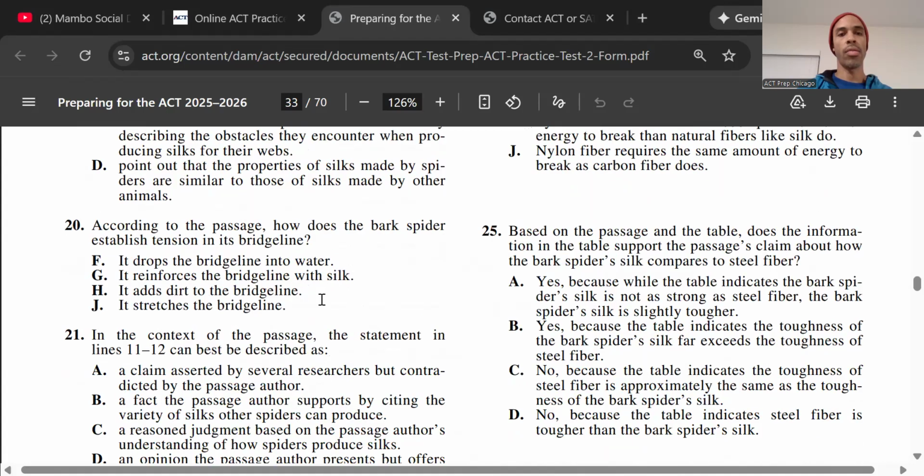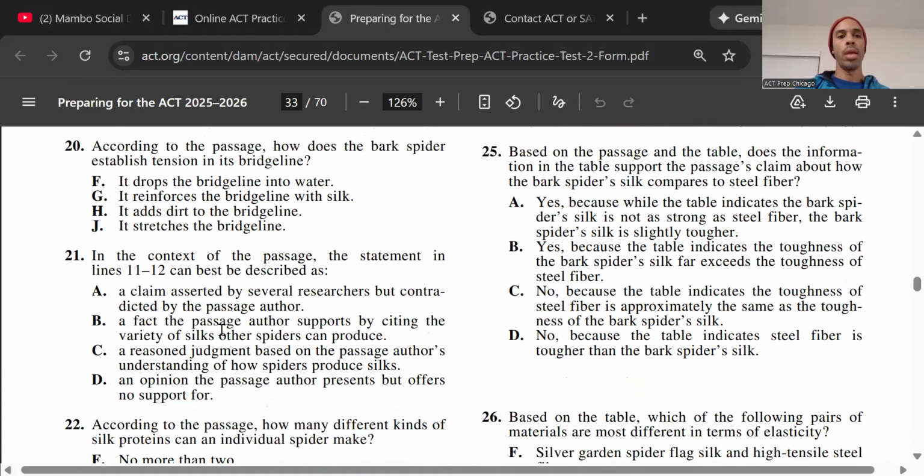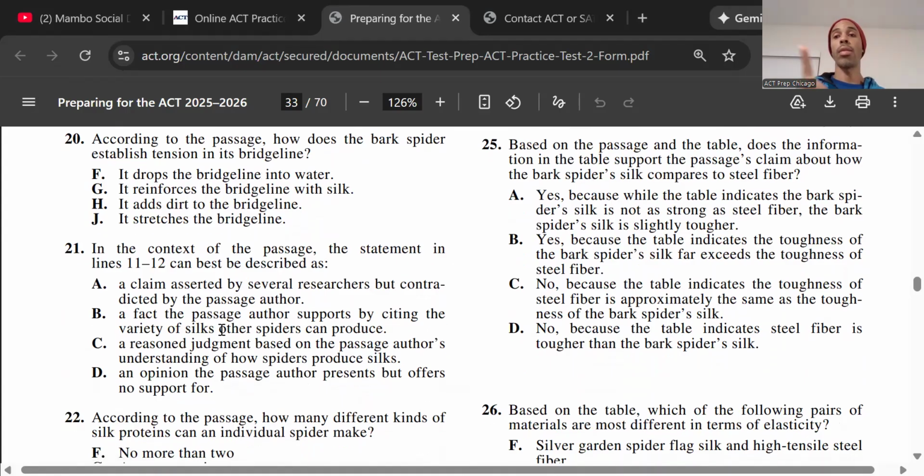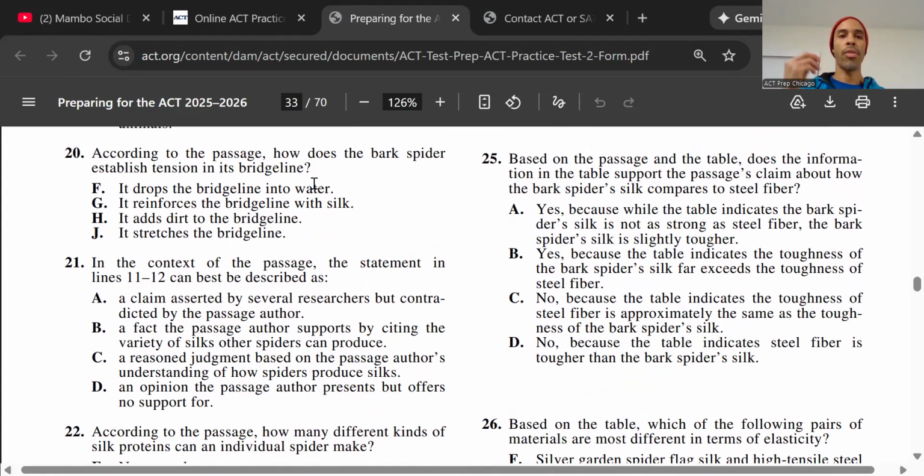So it says, how does the bark spider establish tension? The bridge line is the silk, but it stretches it. It said it stretches the bridge line, right? So that's a check. That's a good tip you guys can learn. I thought I had read that it reinforced the bridge line with silk, but when I went back to where I remembered it talking about the bark spider, which was in the beginning, right? I decided to go back just to make sure. And when I went back, I saw verbatim that it said that it establishes tension by stretching the bridge line. It said that verbatim. So a lot of these answers are based on directly stated things in the passage. So it's very important that you base your answers on what's in the passage.